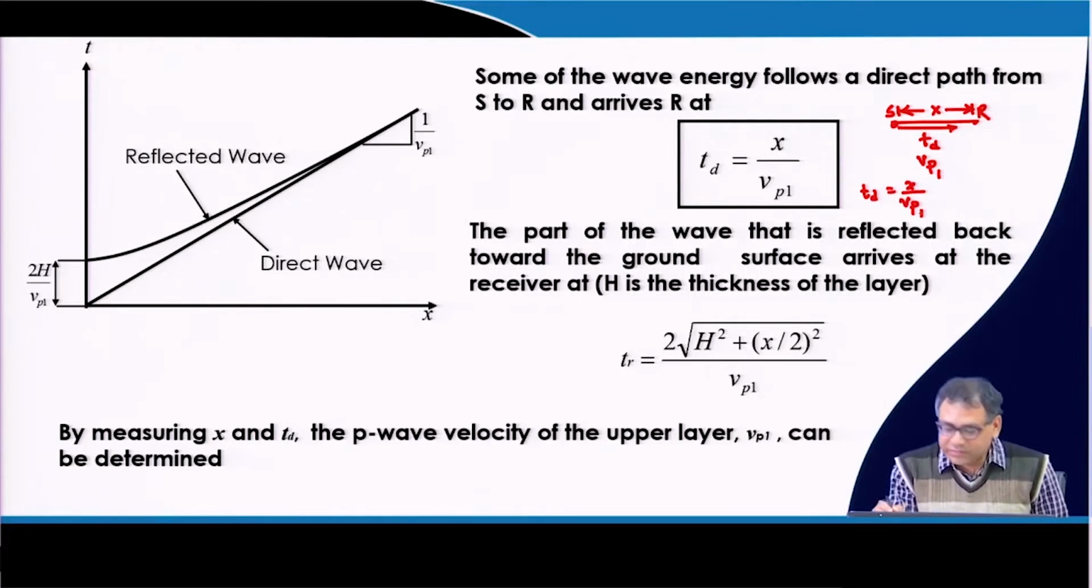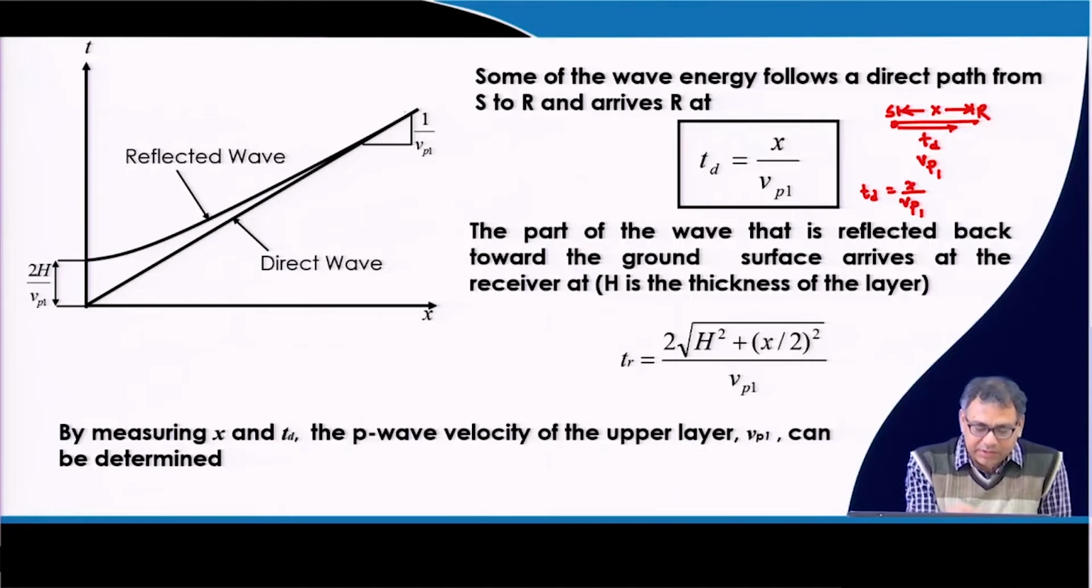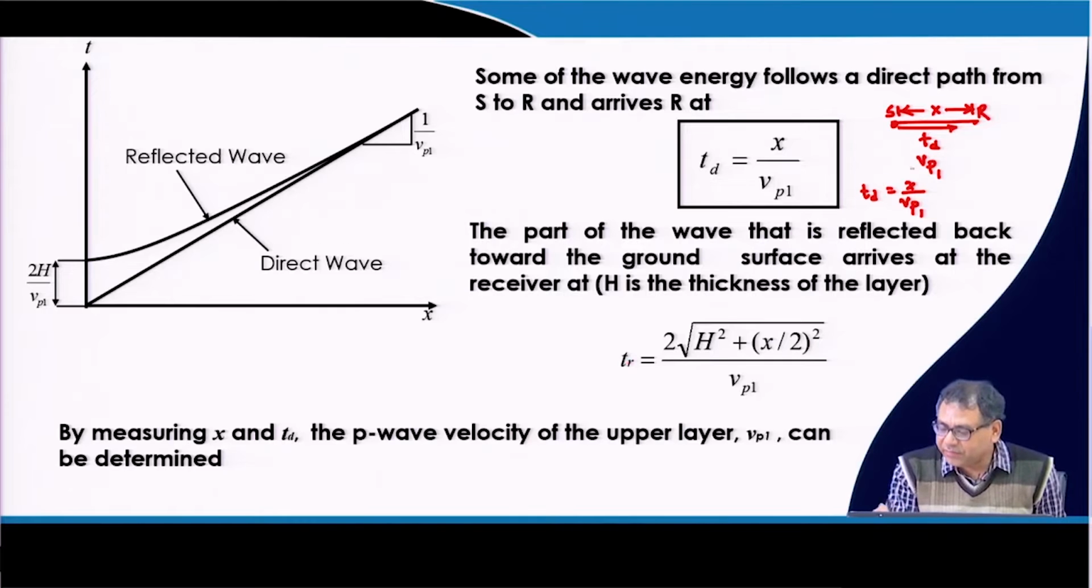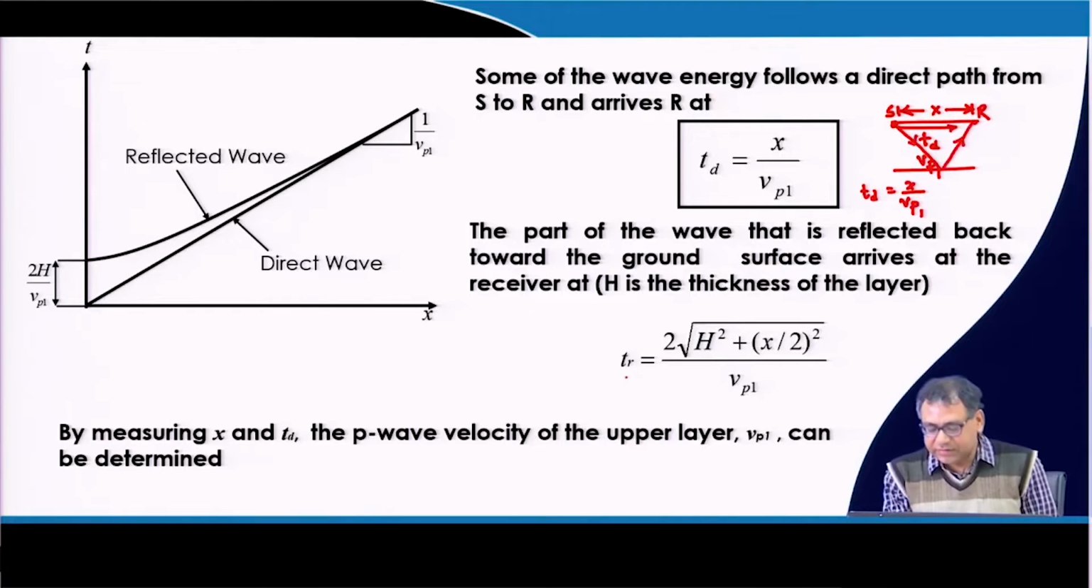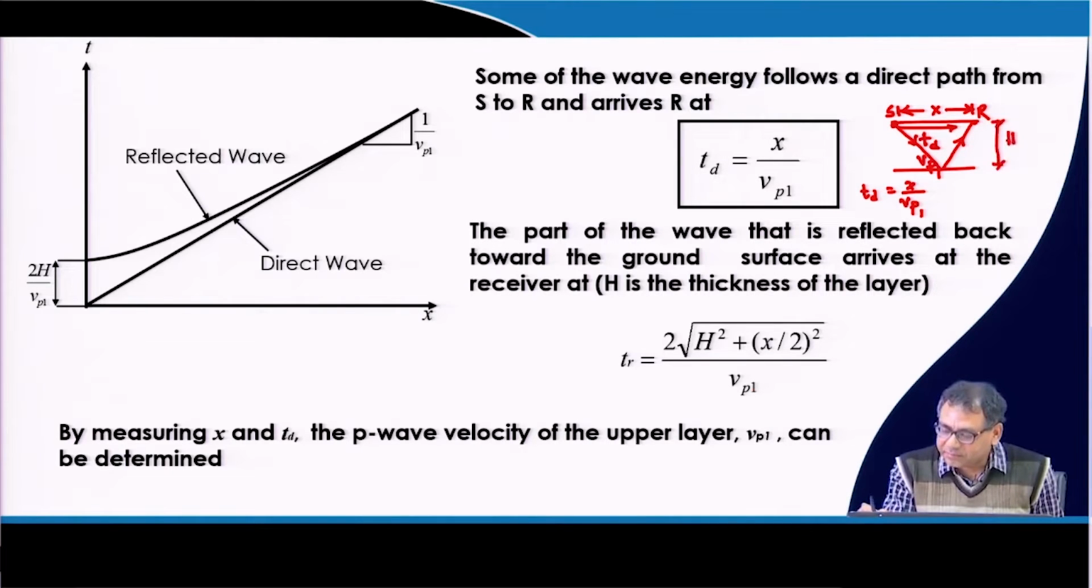Okay. So, this is the expression of T d, and T r is for the reflected wave. That T r expression you can also get: it is 2 root over h square plus x by 2 square, divided by V p 1, where h is the thickness of the layer. So, this is one particular case.